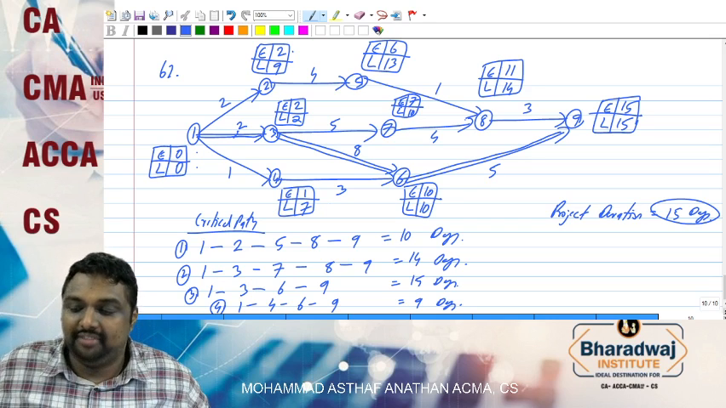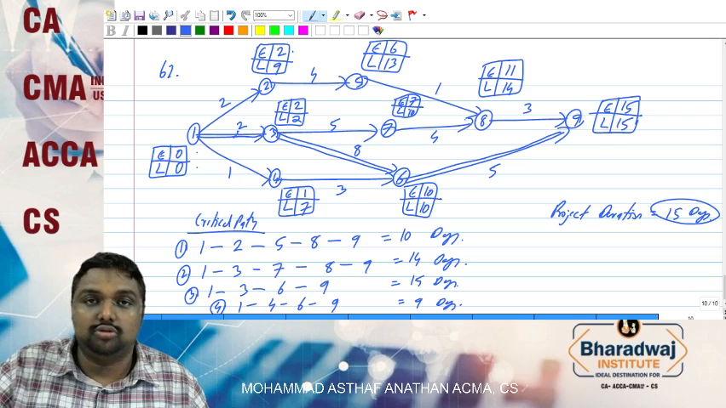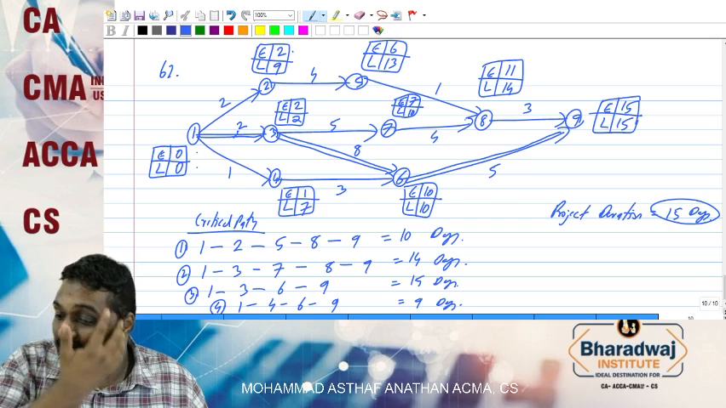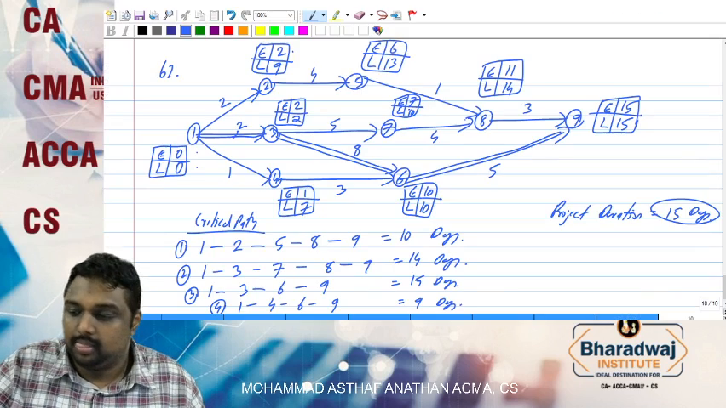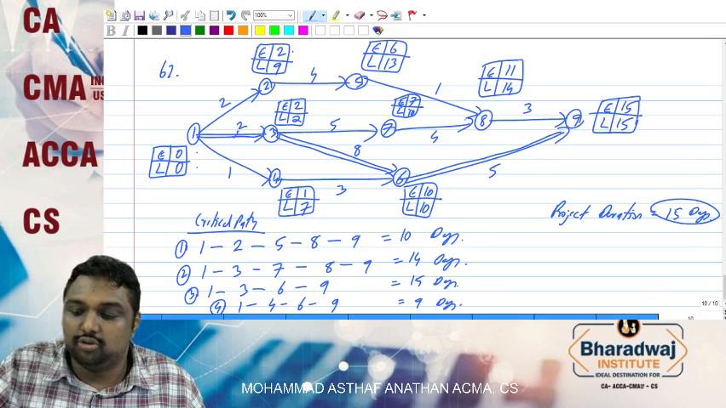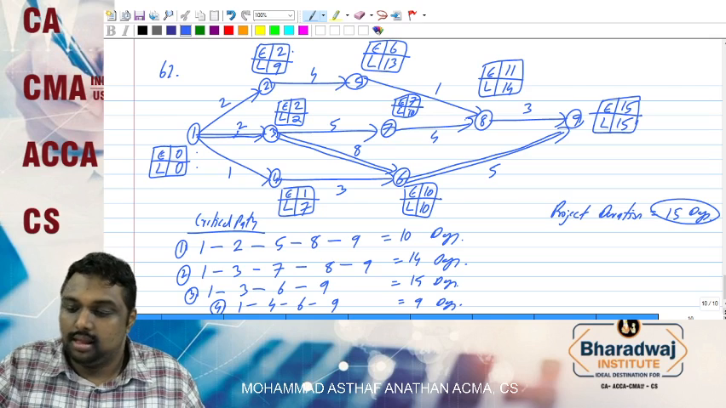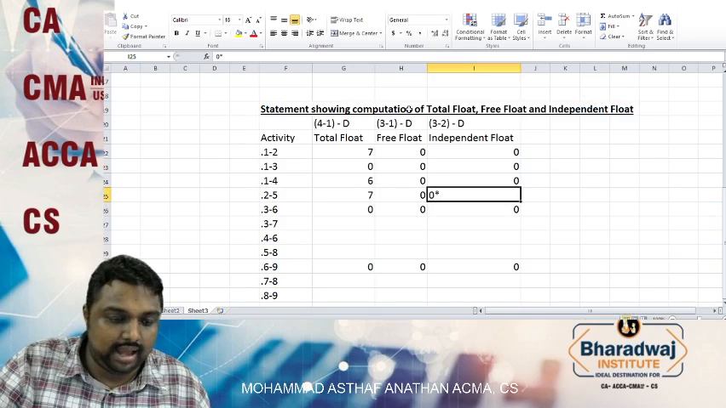What is 2 to 5? 1 2 3 4. 13 minus 2 we will have what? 11. 11 minus 4 we will have 7. Then 6 minus 2 we will have 4. 4 minus 4 we will have 0. 6 minus again we will get negative. So we can put directly like this.